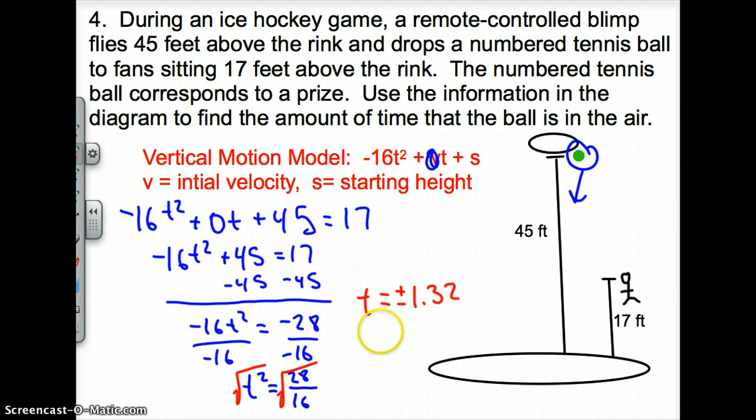But we are looking for a time. Can time really be negative? No, it can't. So we get a time of a positive 1.32 seconds that it will take for the ball to drop right to us, and we win the ticket.